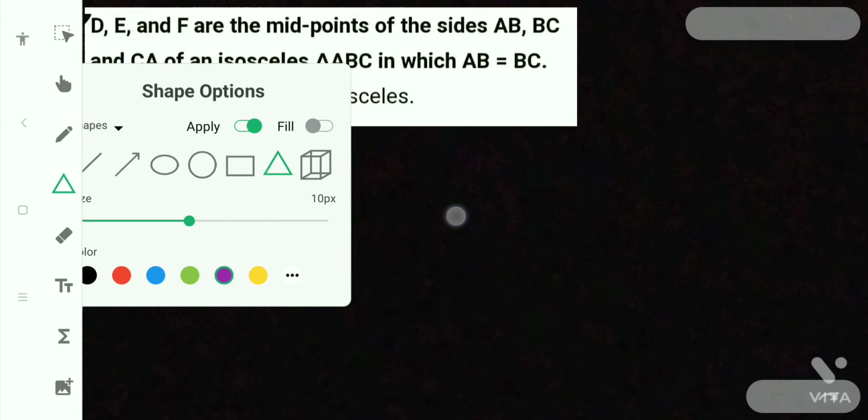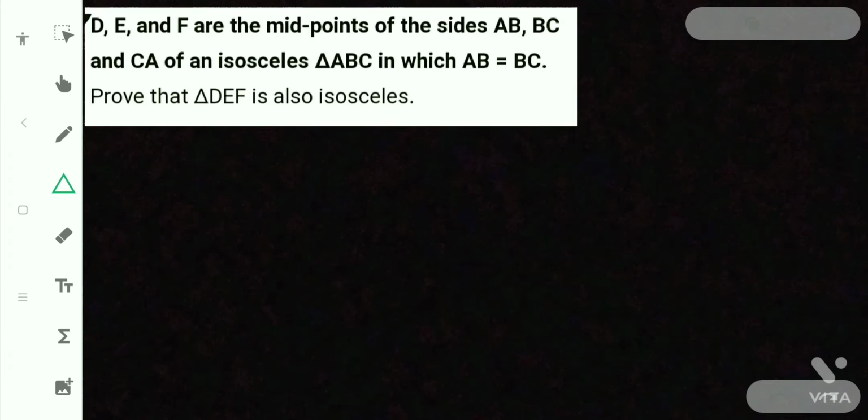So I hope you know what is an isosceles triangle. An isosceles triangle is nothing but a triangle in which two sides are equal and the angles opposite to those sides are also equal. That is called an isosceles triangle.